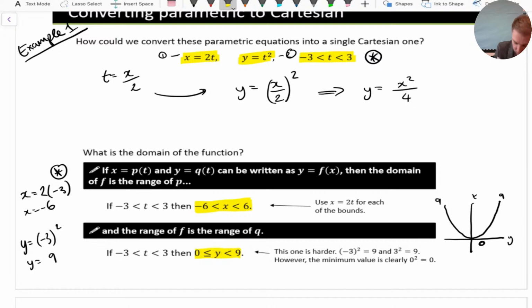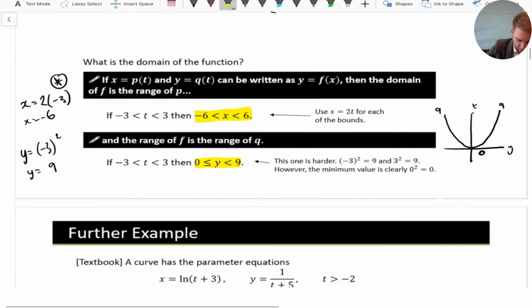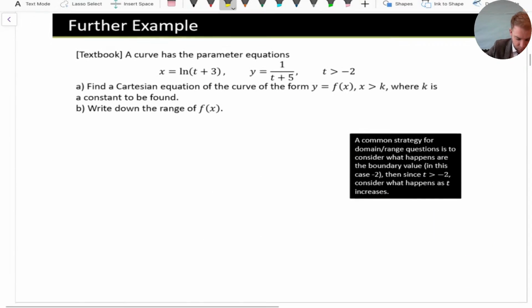Very similar to when we were doing domain and range from functions. Can you just pop your hand up if you are okay with that? Does anybody have any questions on that? If you've got a question, maybe pop it in the chat. Otherwise, I'm going to move on. Am I okay to move on? Super. If you've got your hand up still, can you just pop it down for me, please?